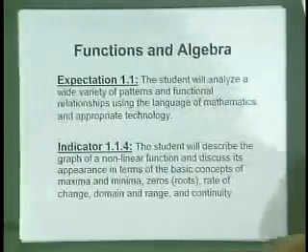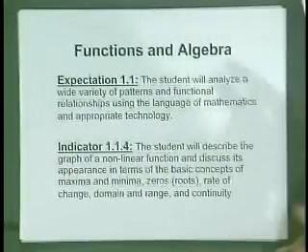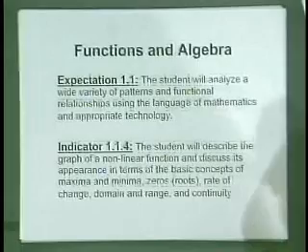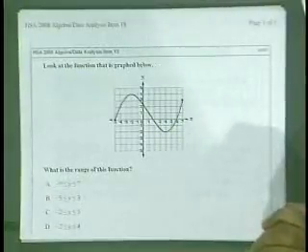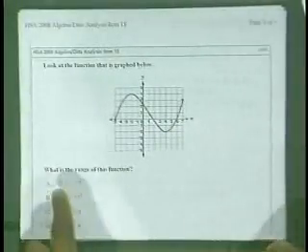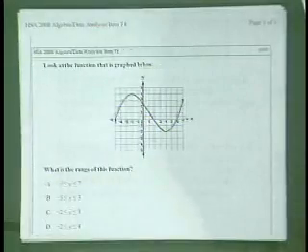So the first thing we're going to take a look at is indicator 114. And indicator 114 deals with what we call properties of nonlinear functions. So we deal with things such as domain, range, and continuity. Our first problem says, look at the function that is graphed below. The question asks, what is the range of this function?